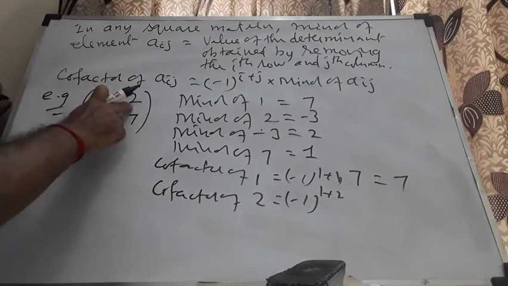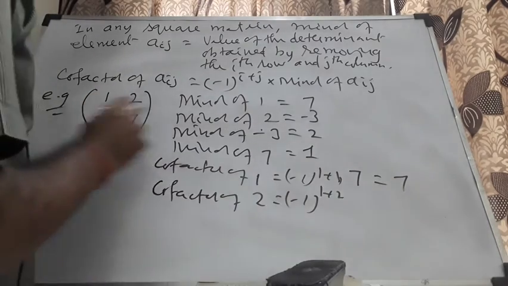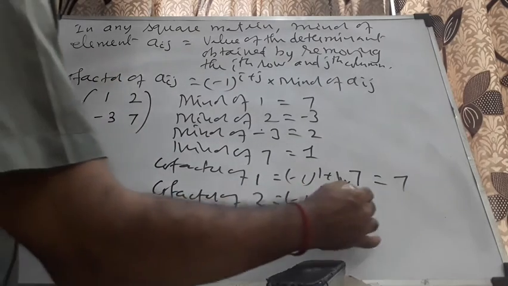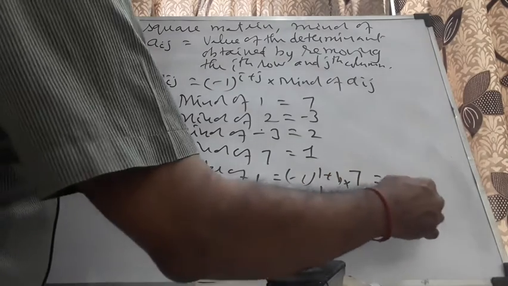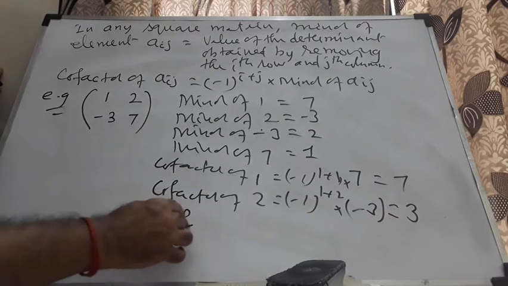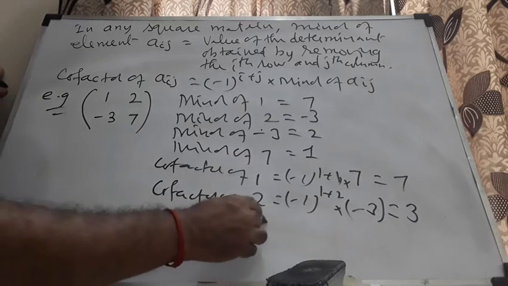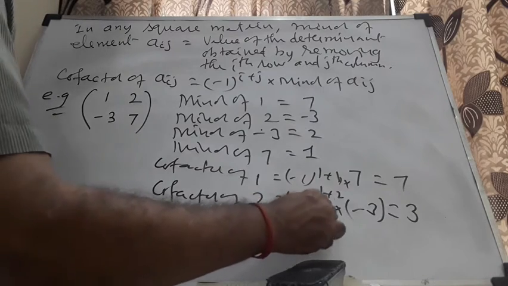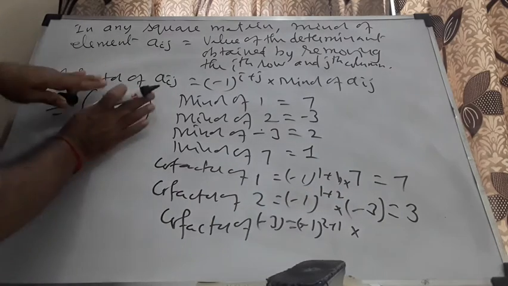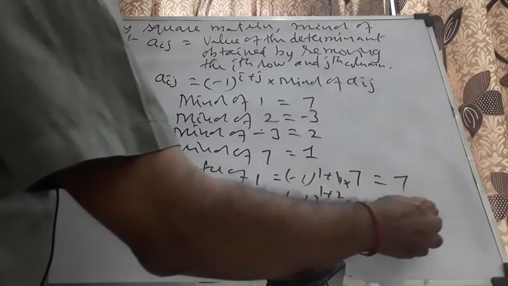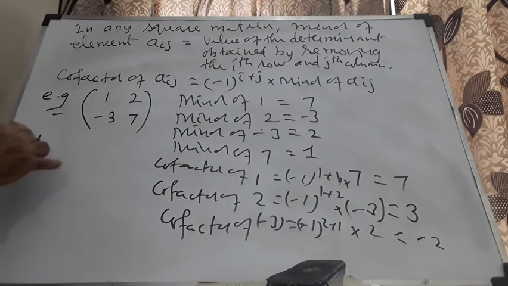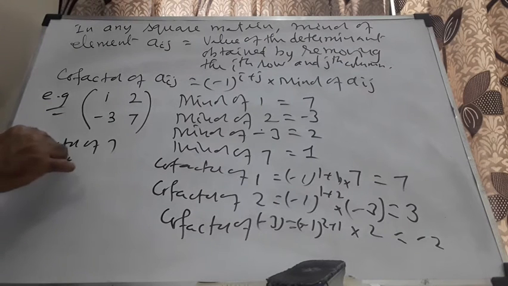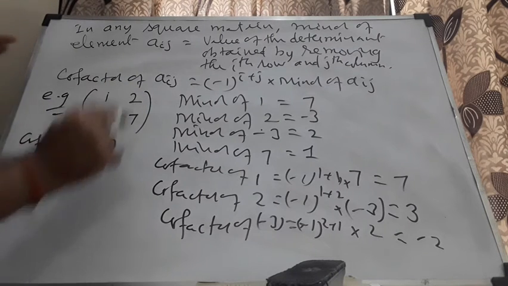Then similarly, cofactor of 2, which is (-1) raised to 1 plus 2. The position here is first row, second column. Into, what do I get? Remove the row and column, I'll get -3. This becomes anyway +3. Then similarly, cofactor of -3 is (-1) raised to 2 plus 1 into, removing the row and column, 2. This will become -2. Then similarly cofactor of 7, which is (-1) raised to 2 plus 2 into 1.